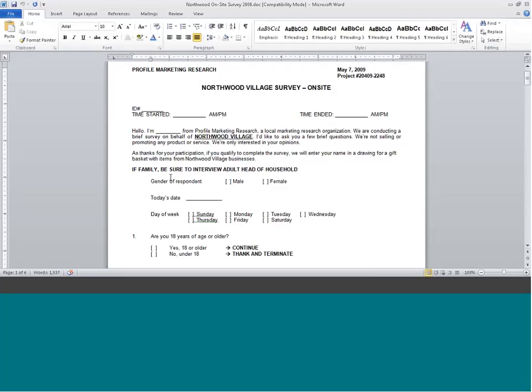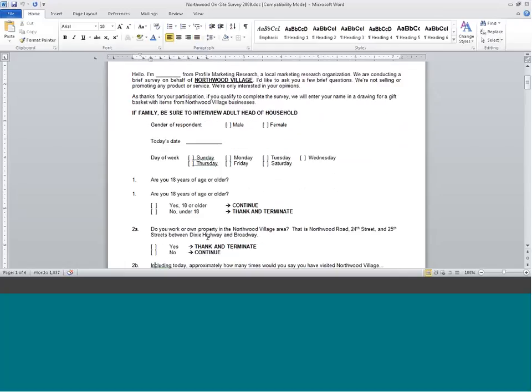If there was a write-in part of it, it would be open-ended. So this is a closed question, and that's gender of respondent. Today's date is open-ended, right, because you have to type something in. The next one, day of the week, that's a closed-ended question because each of the responses that you could select are there. Okay, so let's keep going down the survey.